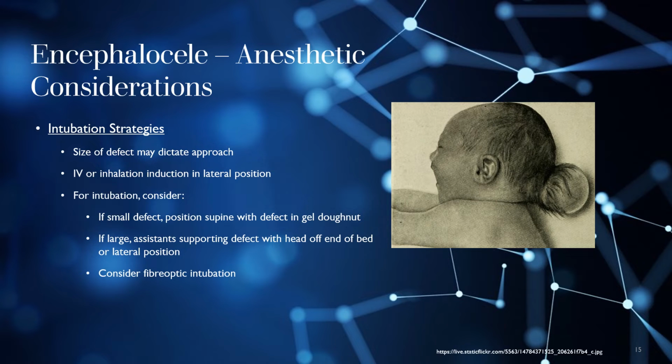Intubation strategies may include, I suppose it depends on the location and the size of the actual deficit. You can do IV inhalation induction in a lateral position if it's easiest, and then reposition for intubation. If the deficit is small, you may be able to get away with putting the deficit within a gel donut and lying supine. If it's large, you may need extra assistance to support the deficit, with potentially the head even off the bed or in the lateral position. If you see a patient where you feel like it may be very difficult to actually intubate, always consider flexible bronch.